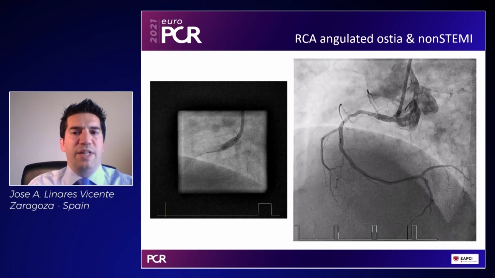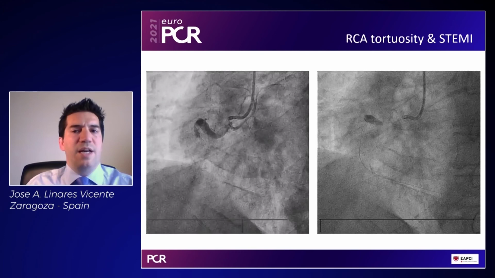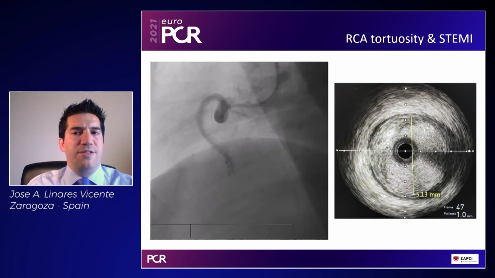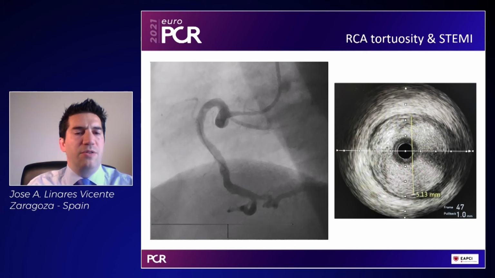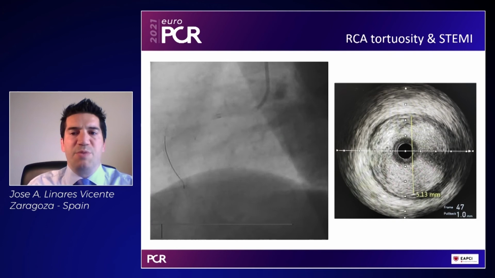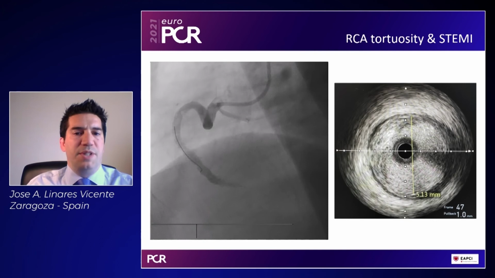I will finish with this STEMI case in a very tortuous right coronary artery with very high thrombus burden. After a hard PCI, we needed a guide extension catheter to implant a very long 4 millimeter stent and got TIMI three flow. As shown, the vessel size was 5 millimeters and malapposition was guaranteed. Post-dilation was mandatory, but residual thrombus was present, so we planned a new PCI in a few days.